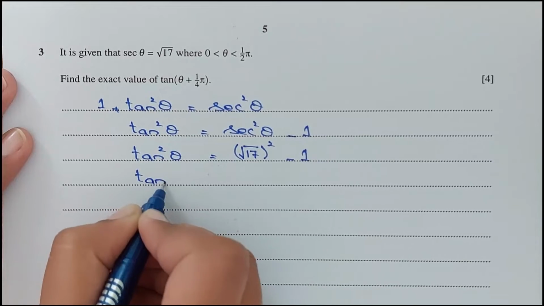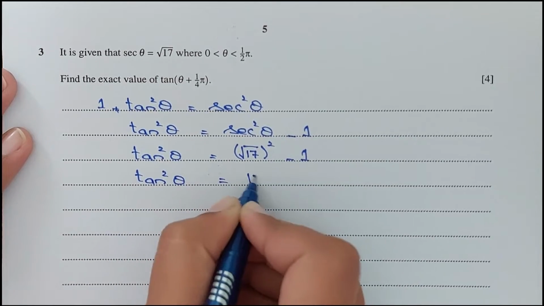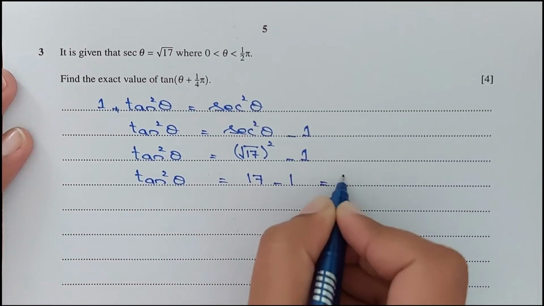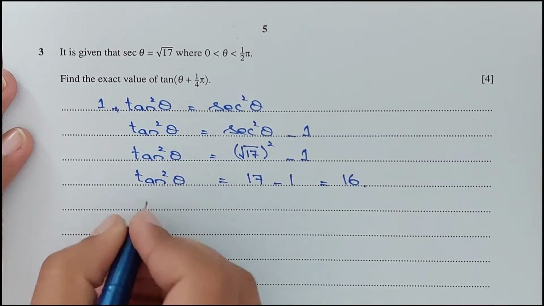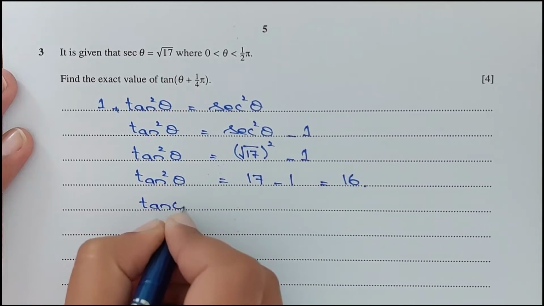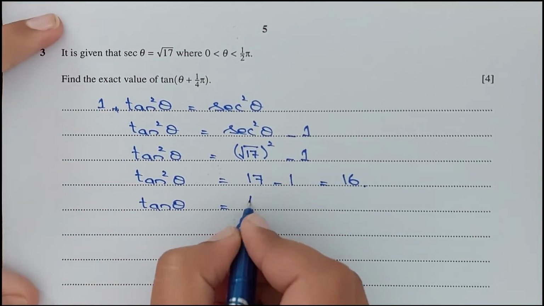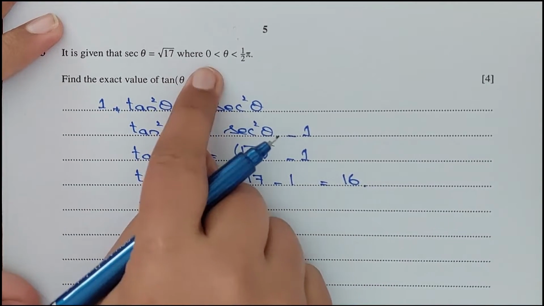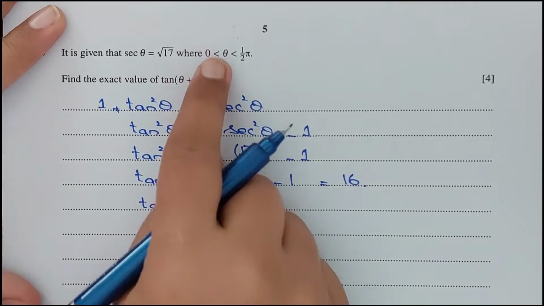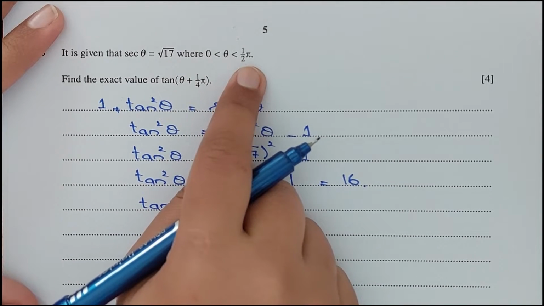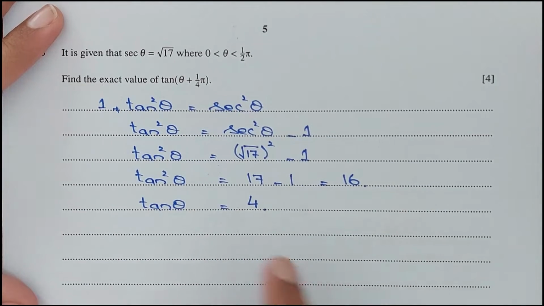So tan square theta equals 17 minus 1, which is 16. And what is tan theta? Tan theta is the square root of 16, which is 4. Okay, and we have plus or minus 4. Since the domain is between 0 and pi by 2, the first quadrant, tangent is positive in the first quadrant, so we have to pick the positive value, right?